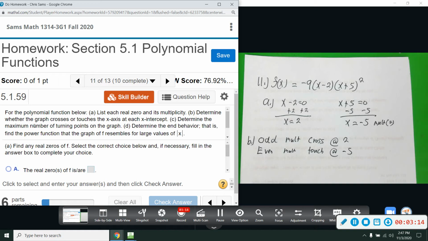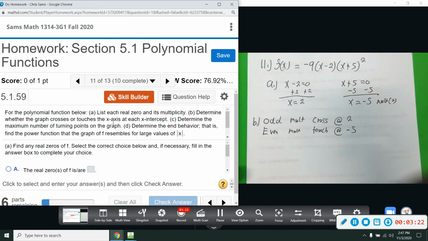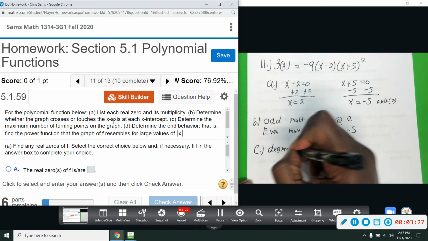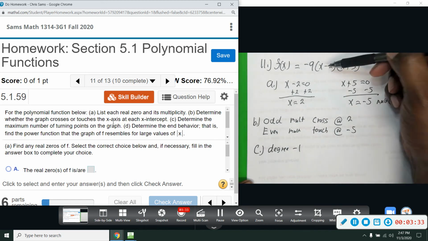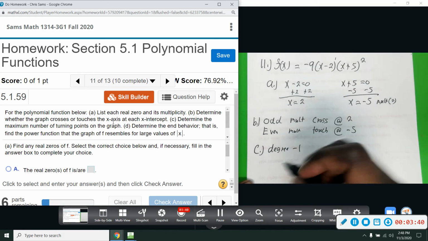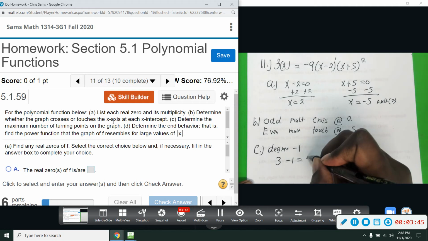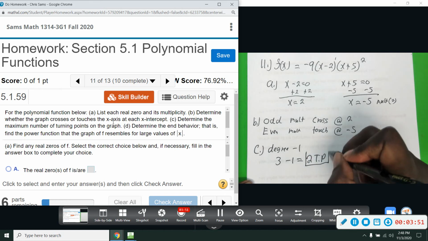C wants us to determine the maximum number of turning points. Okay. So turning points we have to figure out are degree minus 1. All right, so how many x's do we have, even though we don't have it all multiplied together? This is degree 1, so that's 1x. This is 2, so 1 plus 2 gives us a degree of 3. So there's 3 x's all together, subtract 1. That gives you 2 turning points. So I'm going to say 2 TP for turning points.